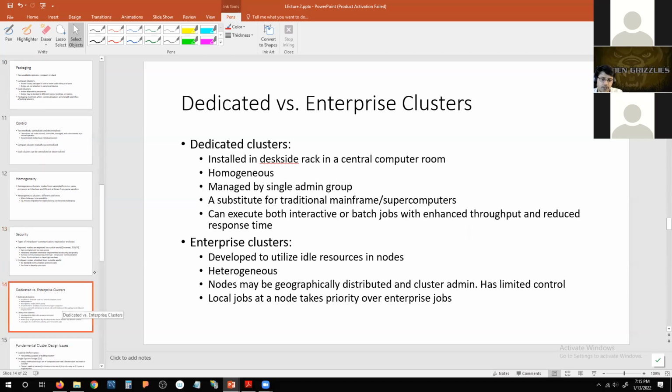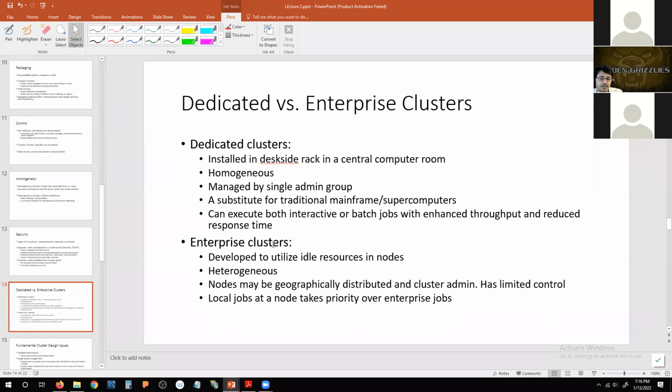Another notion within computer clusters is the idea of dedicated and enterprise clusters. Any kind of deck side rack within a central computer room is an example of a dedicated cluster, which is developed using homogeneous computers. It is managed by a single administrative group, and it is responsible for substituting the traditional mainframe and supercomputers. It can execute both interactive and batch jobs as well.